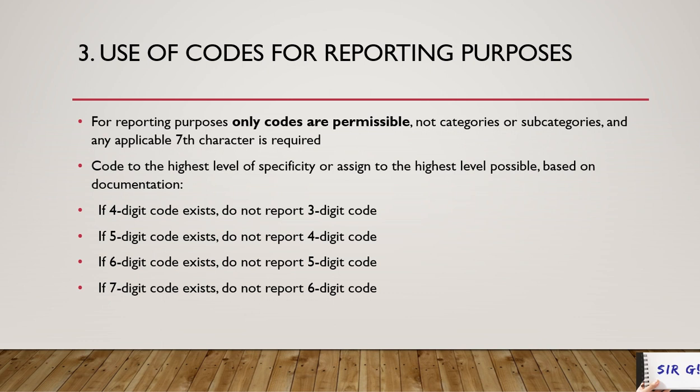So to simplify, if a 4-digit code exists, do not report the 3-digit. If a 5-digit code exists, do not report the 4-digit. If a 6-digit code exists, do not report the 5-digit code. If a 7-character code exists, do not report your 6-digit code. To simplify again, you always need to code to the highest level of specificity. When you have your book, you can always go to the indentation, and if it's already the last indentation, that is already the highest level of specificity, unless it requires a 7th character.